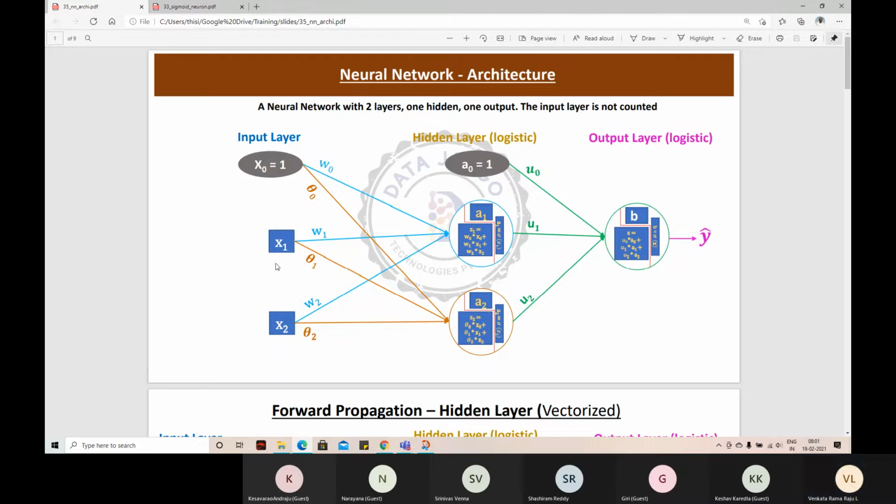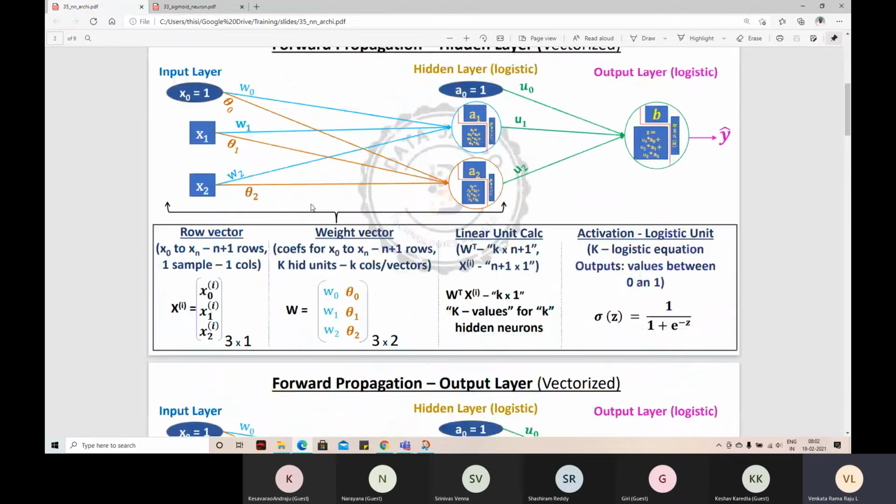So x1, x2, and x0 is the bias term. We are calculating a1 and a2. Z1 we substituted into sigmoid and we got a1. Z2 we substituted into sigmoid, we got a2. Now we are passing these values to V, that is Z, the final value, whatever we calculate. Based on this, we'll calculate the cost. So this is the network. So how does the calculation happen?